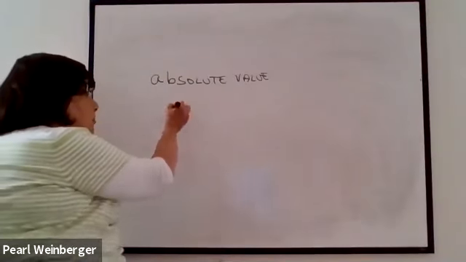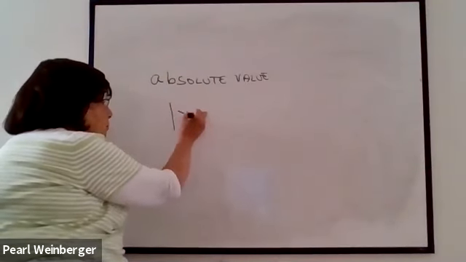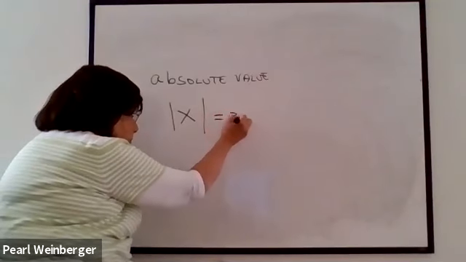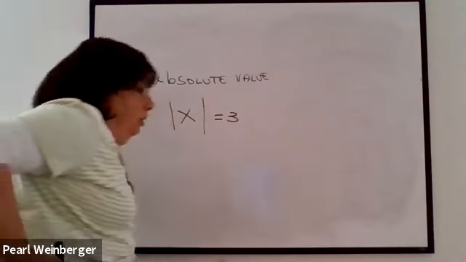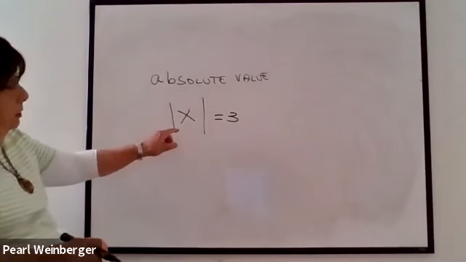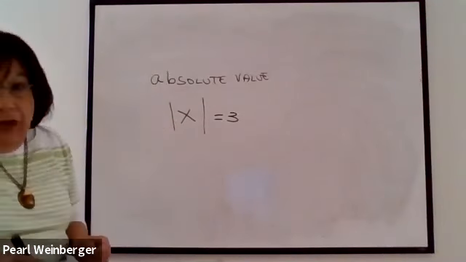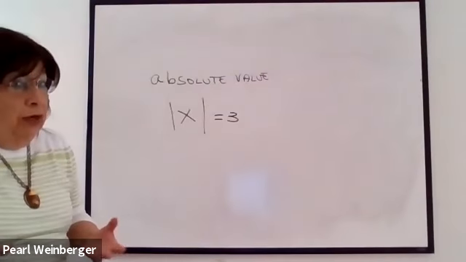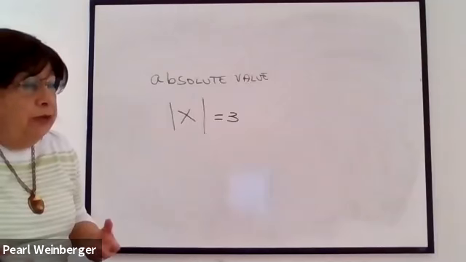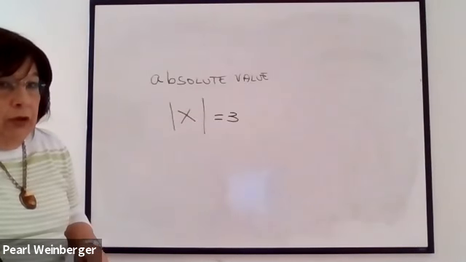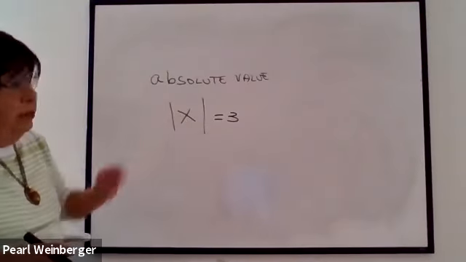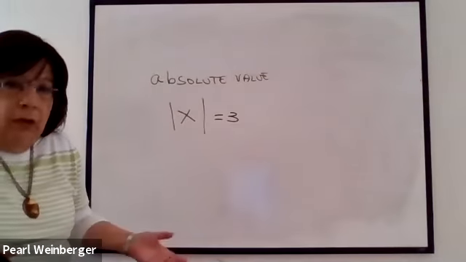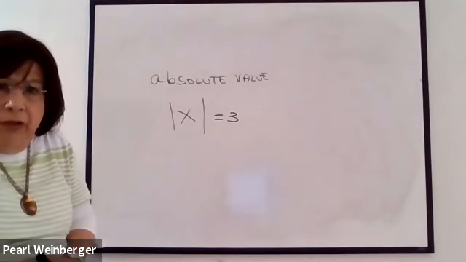Okay, so let's say I had something like this. The absolute value of x is equal to 3. What's being said here is, I know what the absolute value of my number is, and what I want to know is, what was the original number? What was x before I took its absolute value? I know after I took its absolute value, I got 3. But what was the x before that?